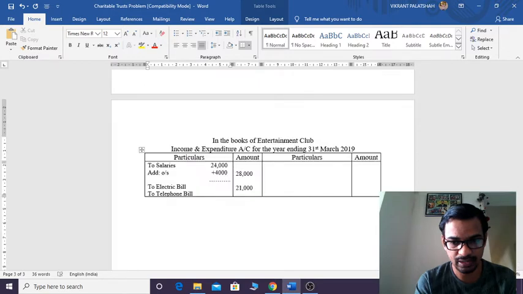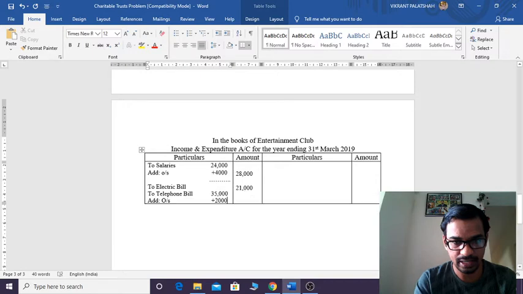Why inner column? Because 2,000 is outstanding that we have to add. So add outstanding, rupees 2,000. Then in the outer column how much do we show? It is 37,000. 37,000 is the amount of the telephone bill, and the 2,000 is the outstanding. Where do we show the outstanding? We show that outstanding on the liability side of the balance sheet when we prepare the balance sheet. Remember this.